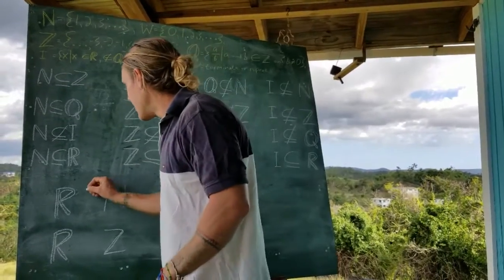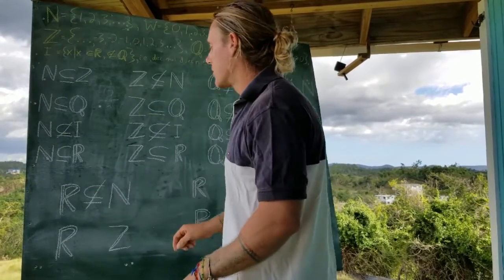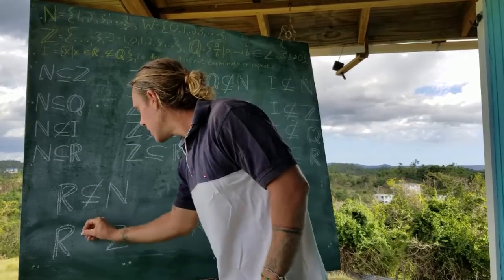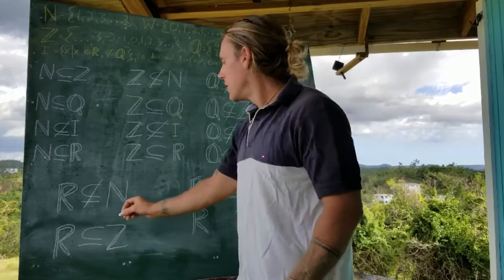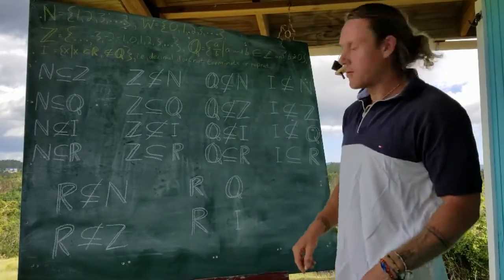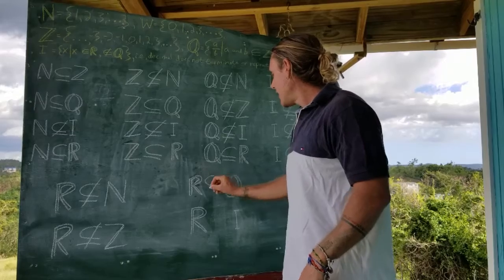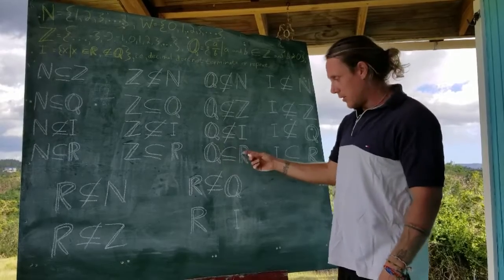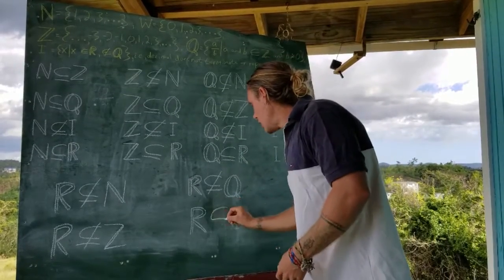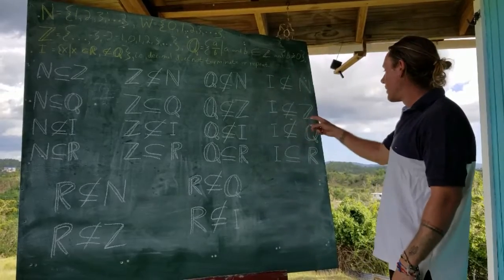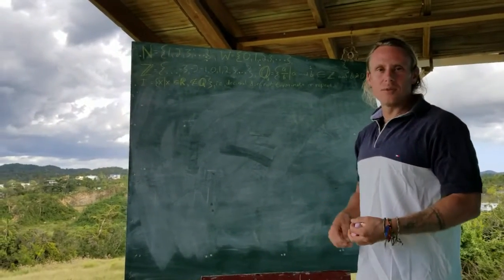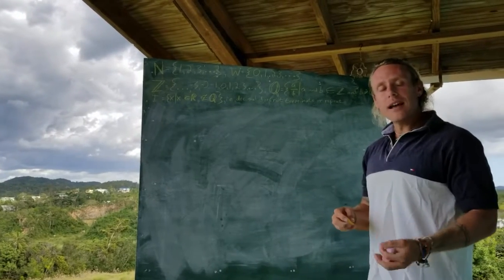So the real numbers are not a subset of the natural numbers, but the natural numbers are a subset of the real numbers. The real numbers are not a subset of the integers, but the integers are a subset of the real numbers. The real numbers are not a subset of the rational numbers, but the rational numbers are a subset of the real numbers. The real numbers are not a subset of the irrational numbers, but the irrational numbers are a subset of the real numbers.